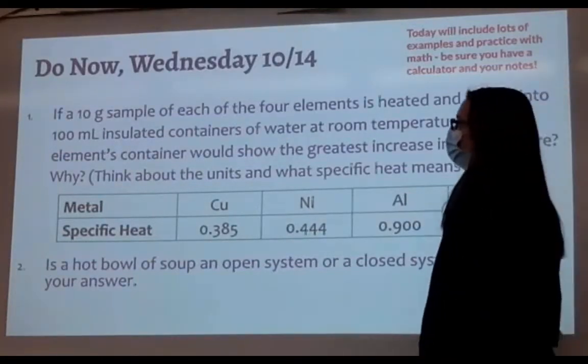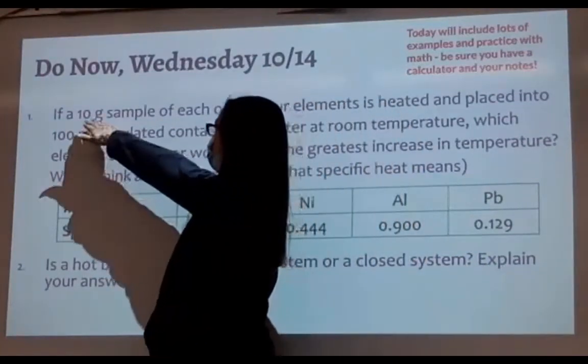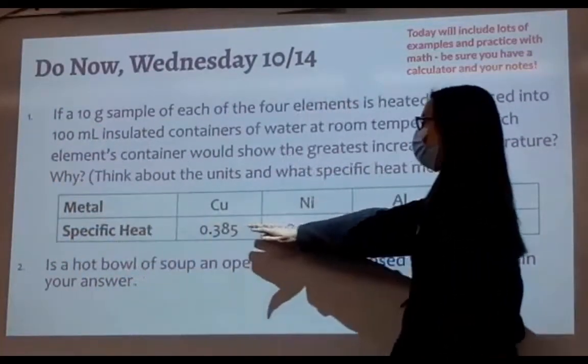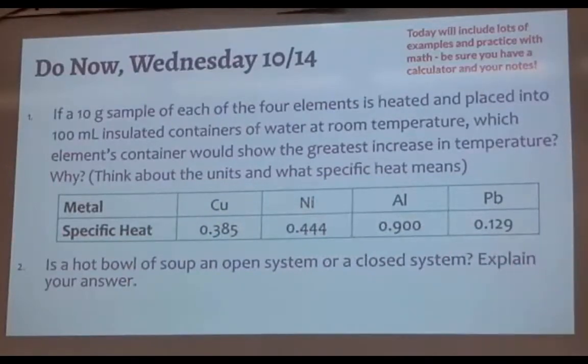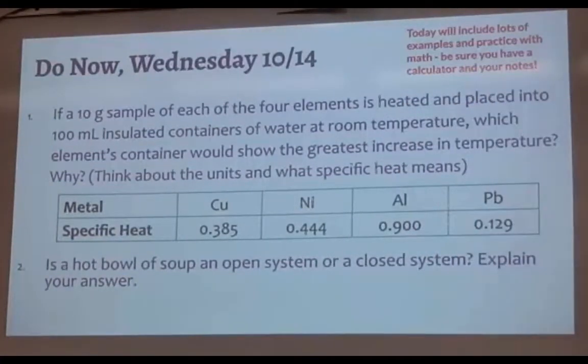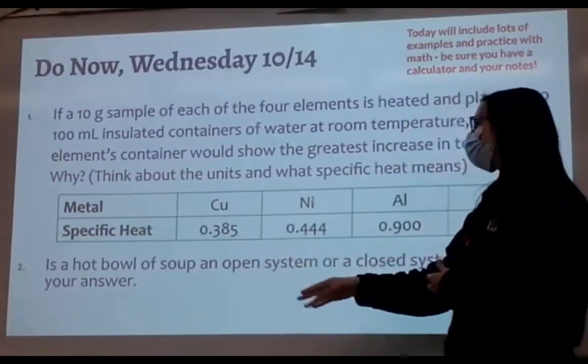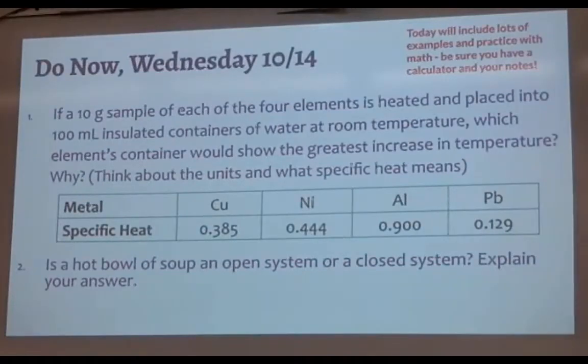So when we look at specific heat, we're putting the same mass of each of these metals into each of the containers, and we're heating them the same amount. So we're putting the same amount of energy into each one. We want to know which one would show the greatest increase in temperature. So if you're putting the same amount of heat into each one, really we're looking at either the highest or the lowest specific heat.